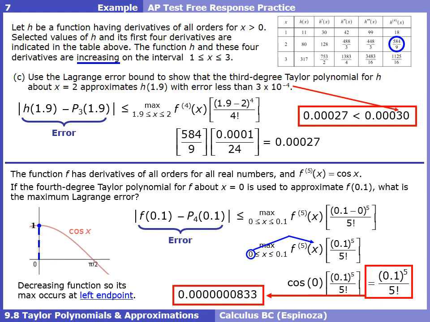So hopefully these three examples illustrated how to apply this weird Lagrange error bound formula. But again, just like with a lot of this stuff in this chapter 9, take some time, some practice, and maybe some rewatching of these ideas explained again in these videos.